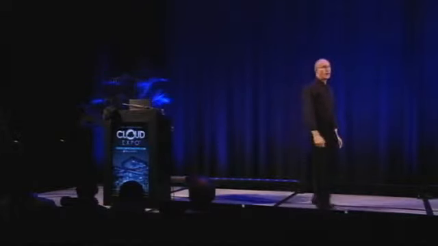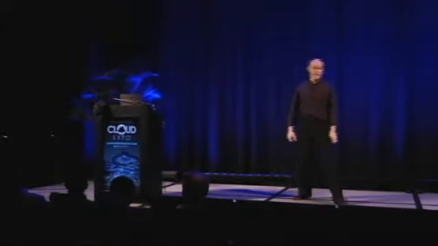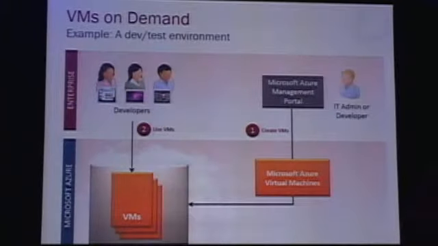An IT admin or a developer uses Microsoft Azure virtual machines to create IaaS VMs. Ordinary old VMs running Windows or Linux, and development teams can then use those for their dev test. And by the way, Windows or Linux. I promised I would tell you why Microsoft changed the name of Windows Azure to Microsoft Azure. They changed the name because of their focus on Linux and open source. It is not just a Windows platform. That's why they changed the name.